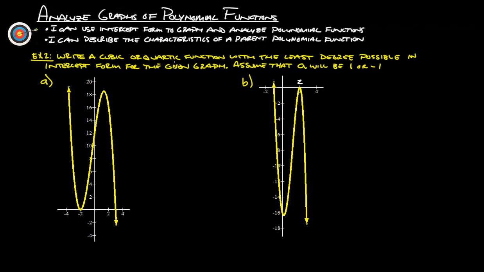Okay, let's look at example 2 here. Write a cubic or quartic function with the least degree possible in intercept form for the given graph. Assume that a will be either 1 or negative 1. So we're just going to write the equation for each of these, right?